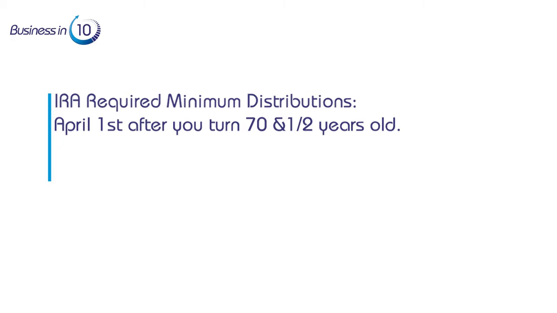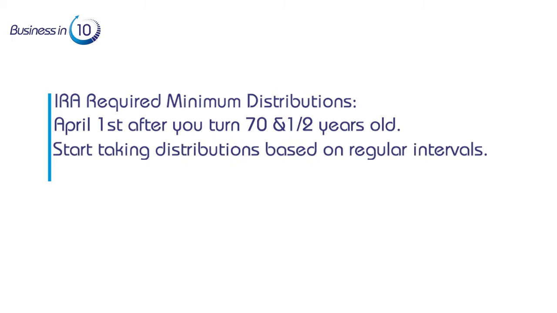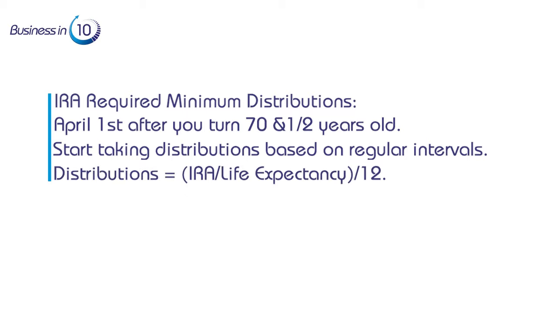You are required to start taking IRA minimum distribution by April 1st after you turn 70 and a half years old. And if you have not taken any distributions until then, you will be required to start taking distributions based on regular intervals. This is calculated on the balance of your IRA account and your life expectancy.